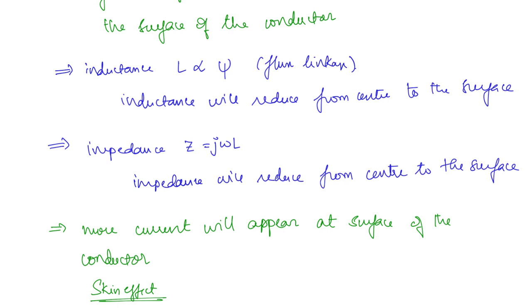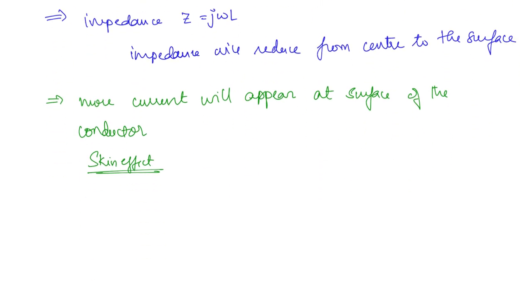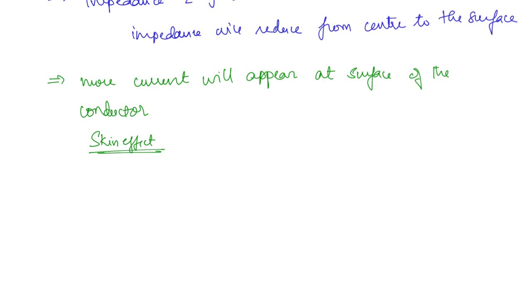So this is how the skin effect will come into picture for the AC current, because the impedance offered due to the inductance is going to be higher for higher frequencies, and DC has zero frequency, right? So skin effect you are going to observe in the AC currents. Now we will see what are the factors that are affecting the skin effect.